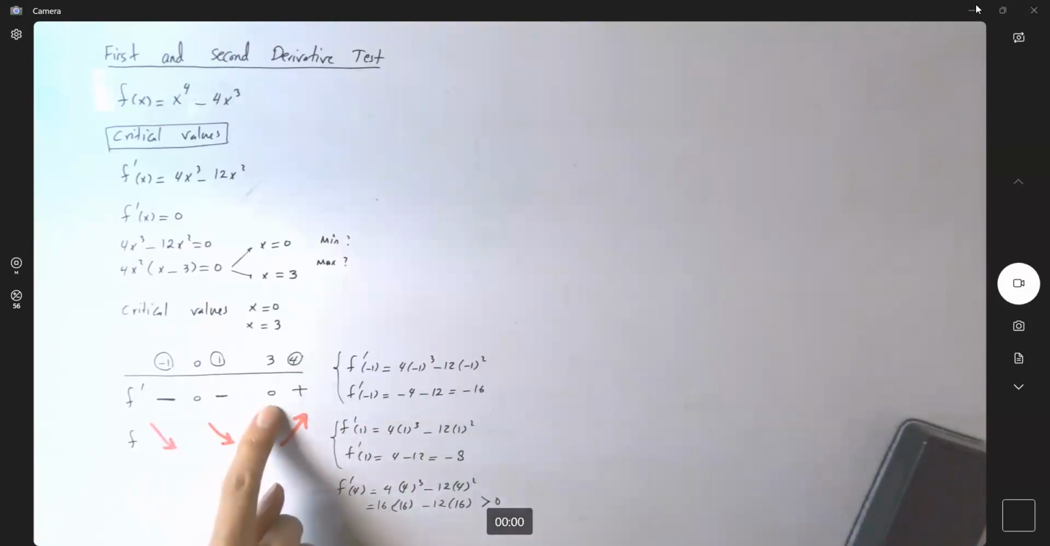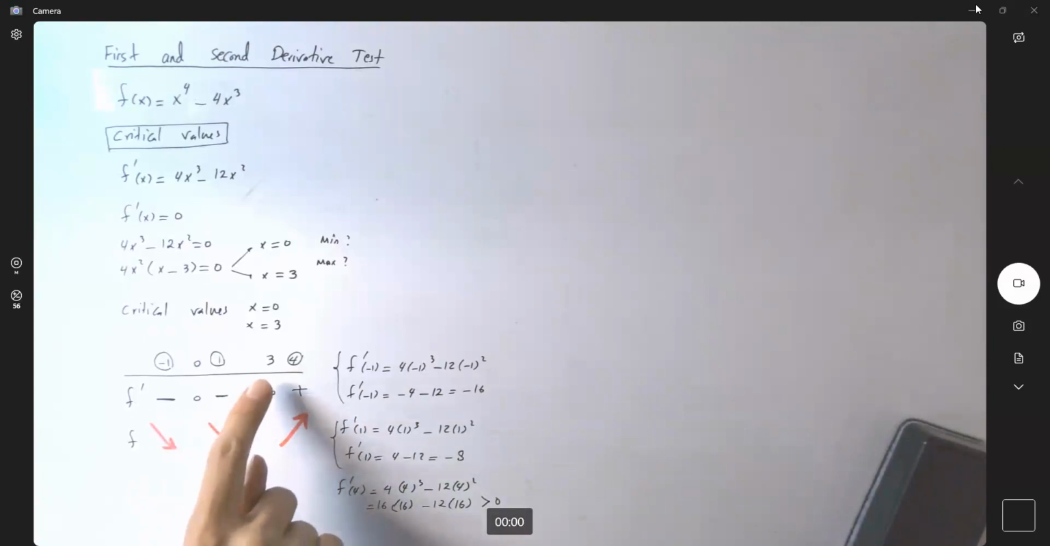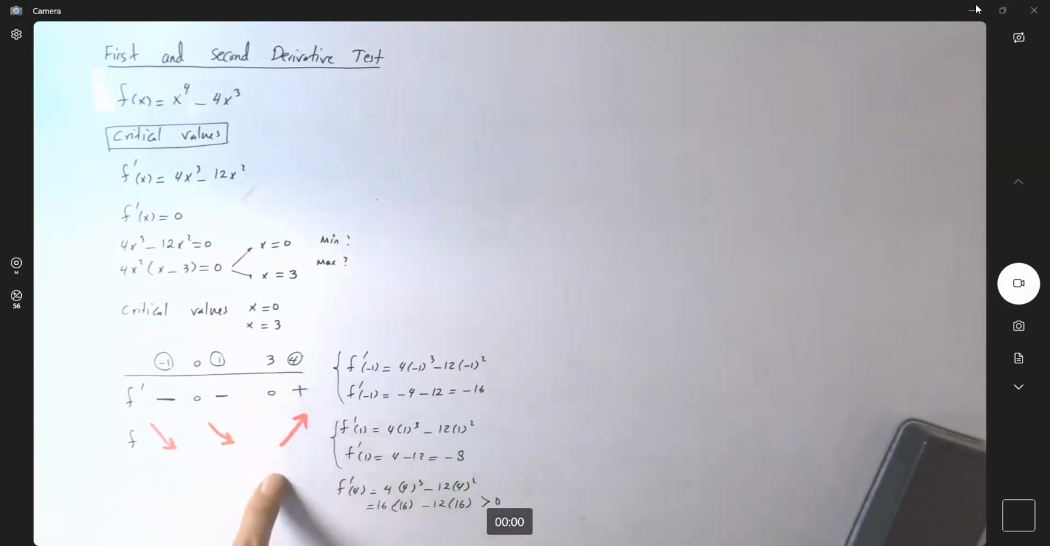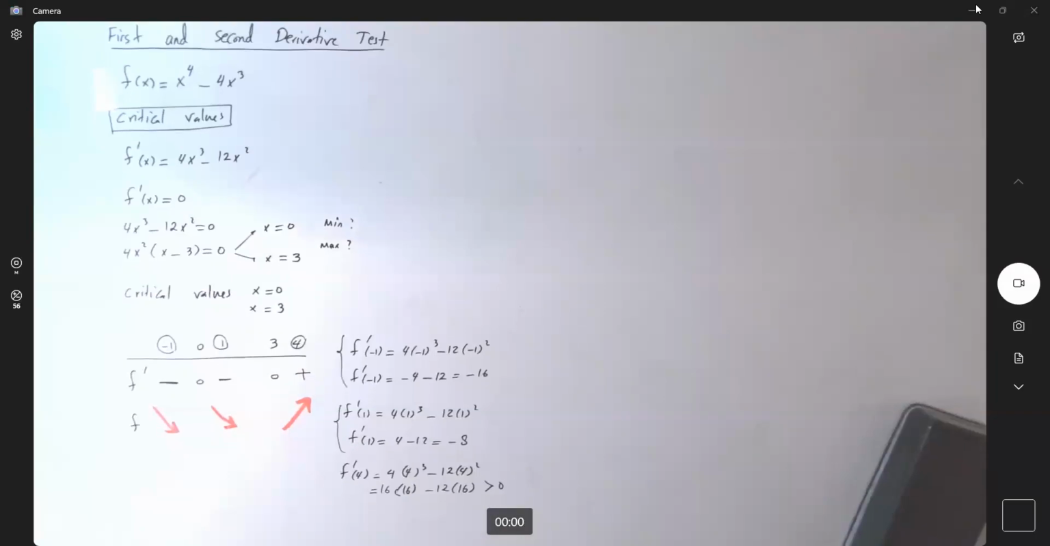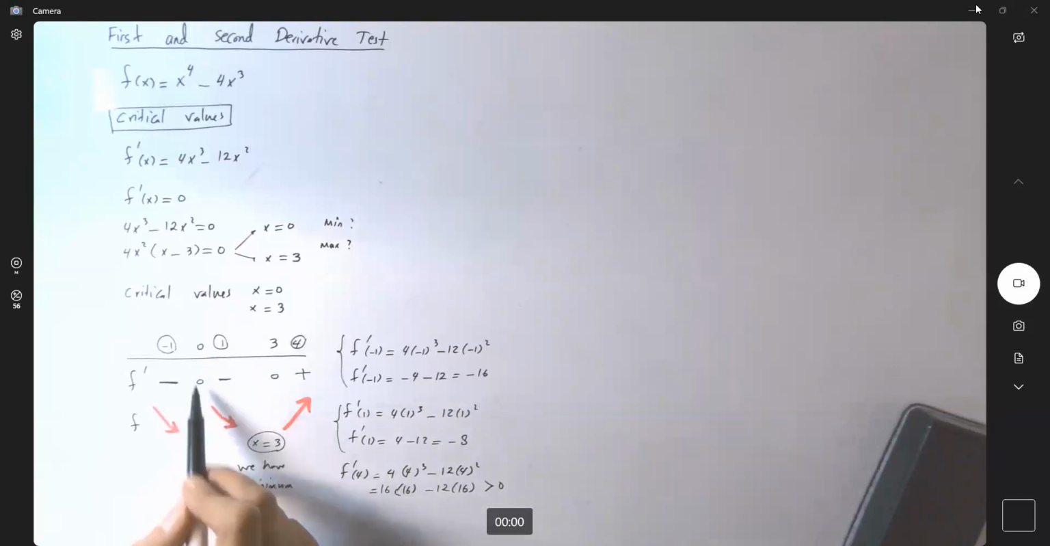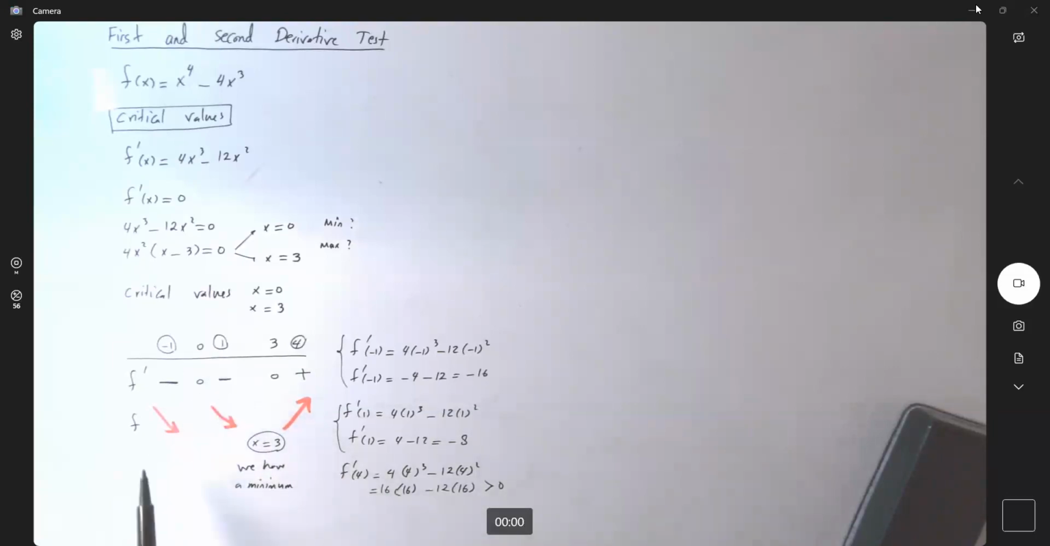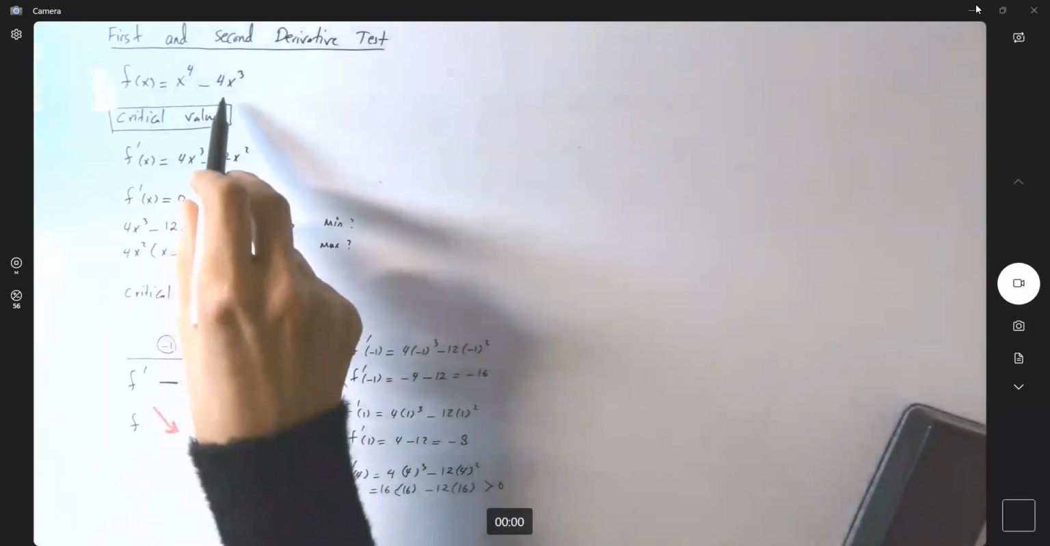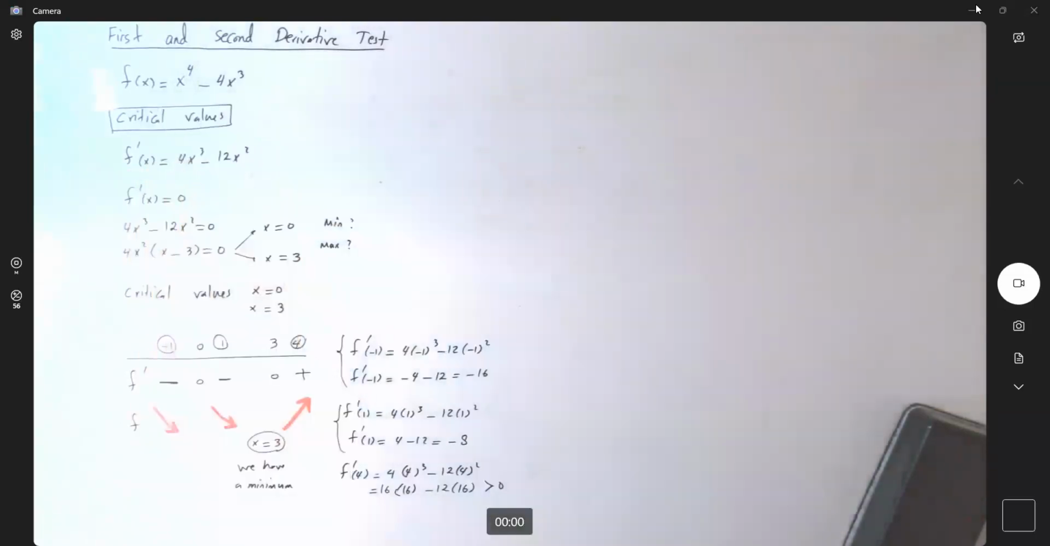What's the meaning of that? It means that at 3, I have a minimum value. So at x equals 3, we have a minimum. Well, what is this 0 then? Is it my maximum? Of course not. Remember, the graph is just decreasing, keeps going down, and then at 3, it goes up. So at x equals 3, we end up having a minimum. By substituting 3 into the original function, you get your minimum value.